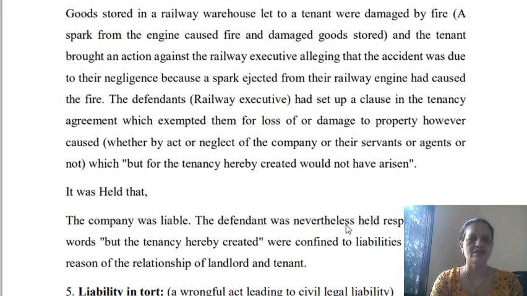The defendants, that is the railway executive, had set up a clause in the tenancy agreement which exempted them from loss of or damage to property, however caused, whether by act or neglect of the company or their servants or agents or not, which but for the tenancy hereby created would not have arisen.